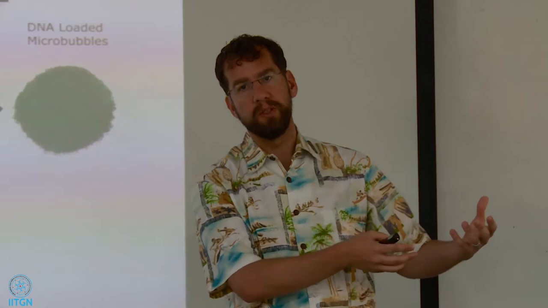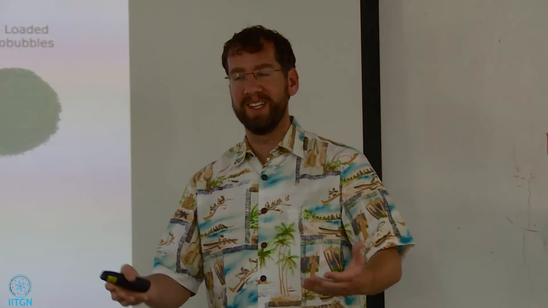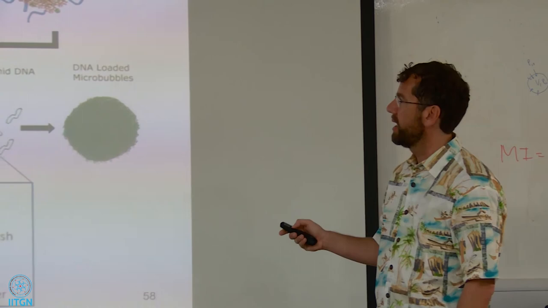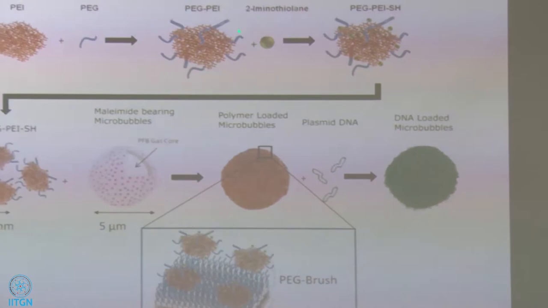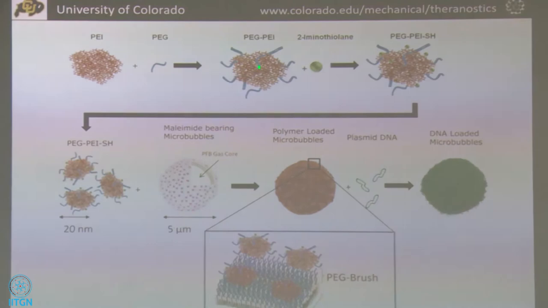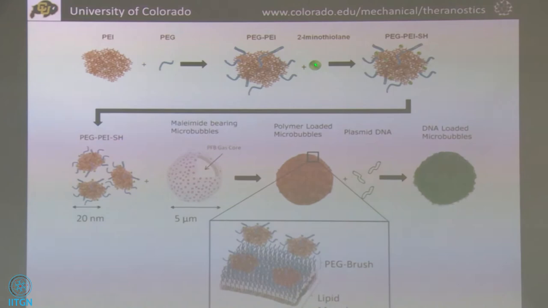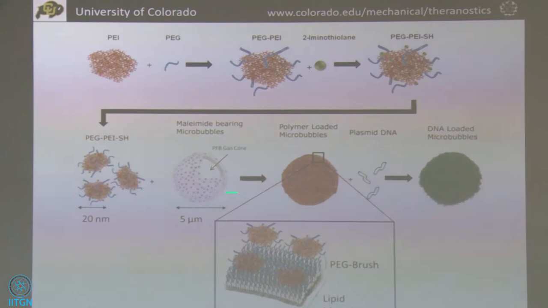Okay? You see the problem with transfection? It's really hard. But the idea is PEI potentially can do it. We also PEGylated the PEI to make it less immunogenic, more stealthy. We PEGylated it so that we could attach it to the bubble surface. The bubble surface had maleimide groups that bind the thiol group. So then we could bind the PEI and PEG onto the surface of the bubble.